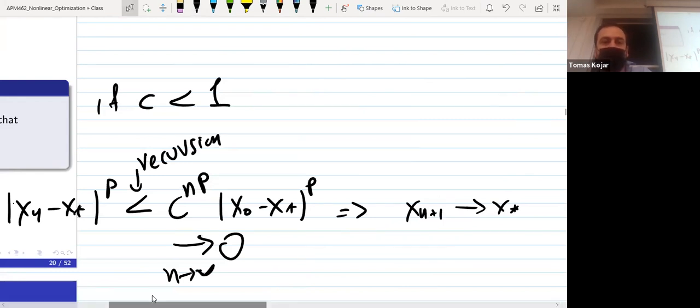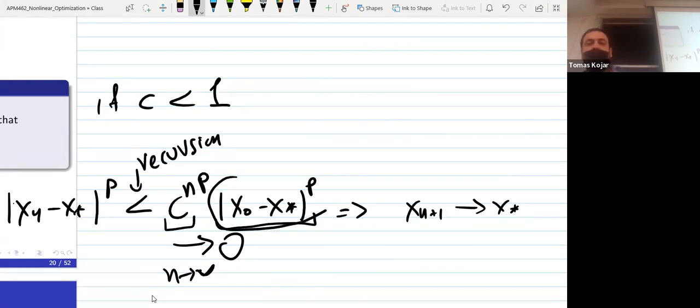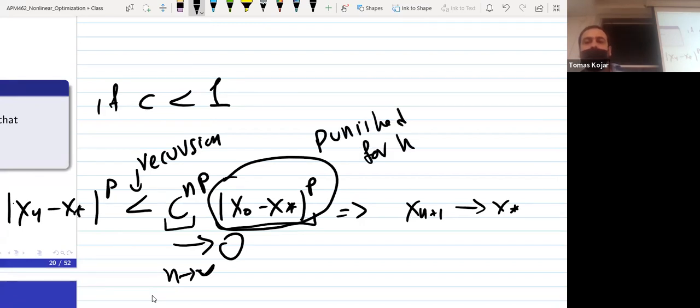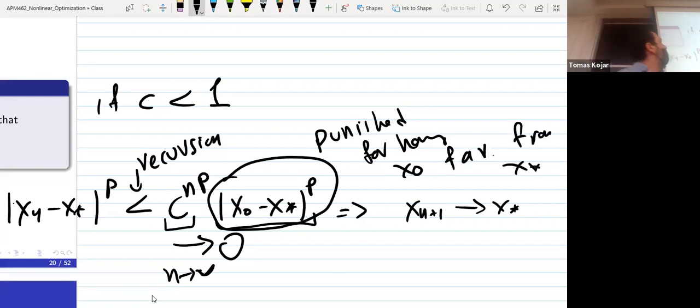so recursion, you end up with the initial point times this order. So note how you get punished by taking an x0 far away. So you will never escape this problem. You always keep coming back. But your choice needs to be very good. Okay. All right, good.